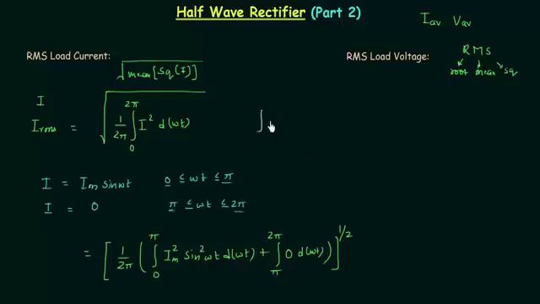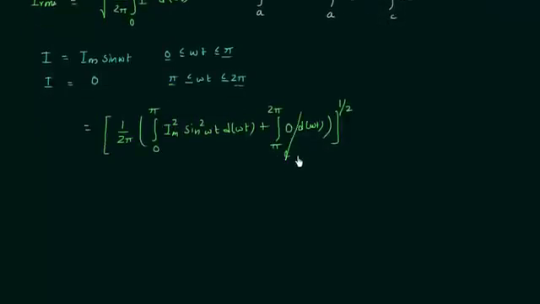I have used the property of definite integral. If you have to integrate x with respect to dx from a to b, then it is equal to integration of x from a to c plus integration of x from c to b. This is same as integration of x from a to b. In the next step, we will perform the integration.